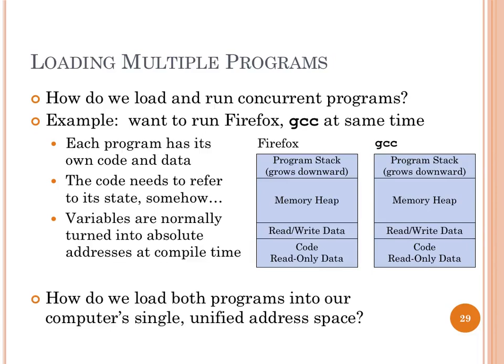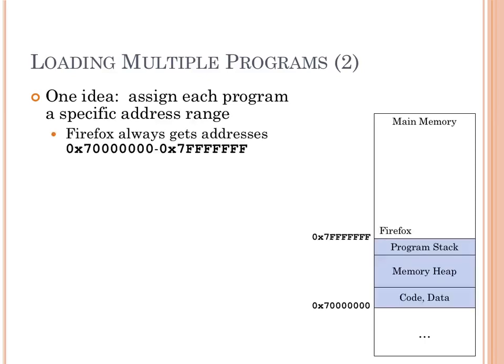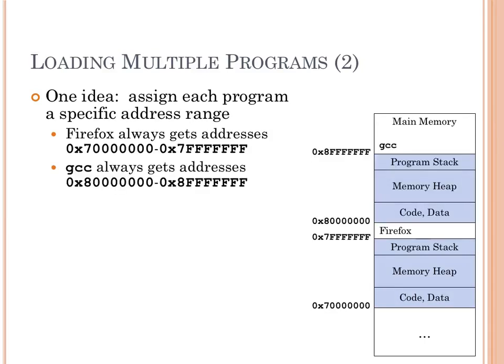And the question is, how could we load both of these programs into our computer's physical memory? Clearly it has one giant address space with all of its memory in there, and we need to somehow get these programs into it. Well, here's an idea. We'll just give each program its own address range. That seems like a great idea, right? So Firefox always has to live between these addresses. GCC always has to live between these addresses.